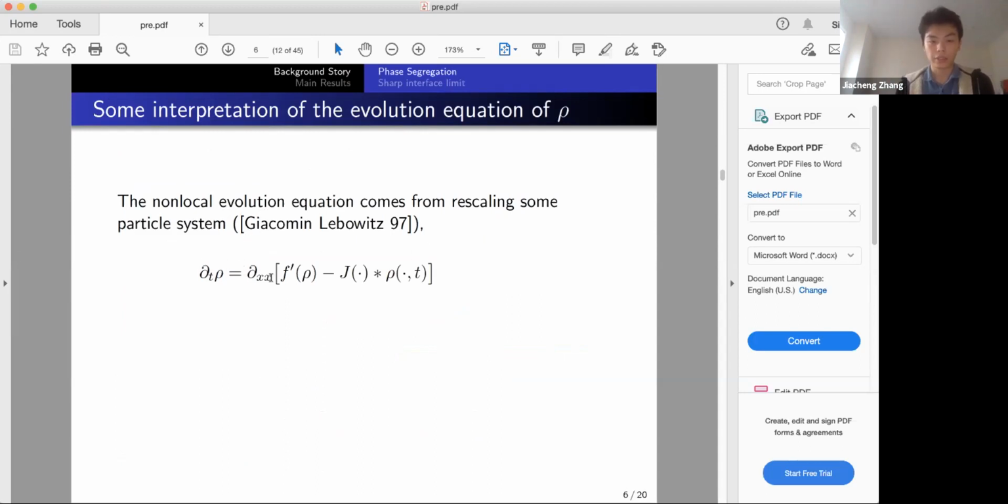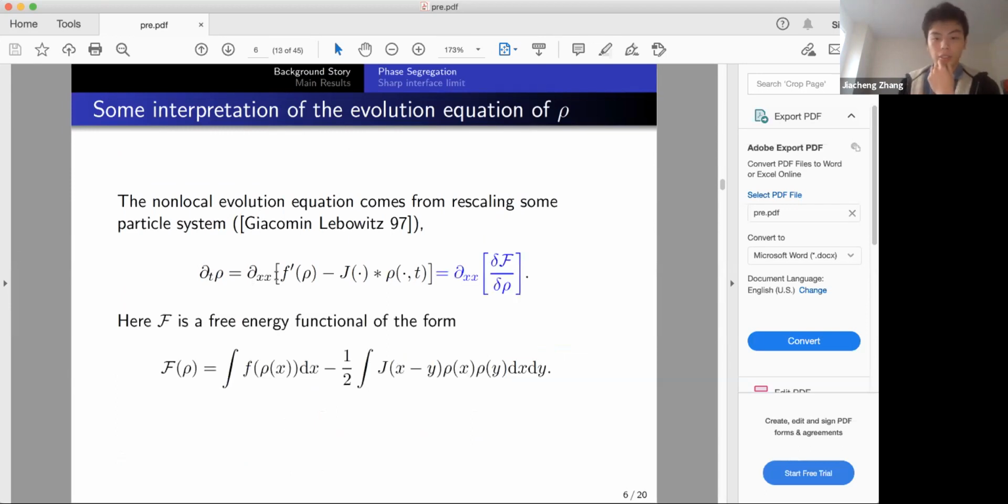If we rewrite this equation, we can write it as the second derivative of the functional derivative of a free energy functional F, which can be written in this way. This F is just the integral of a nonlinear function of rho, minus this interaction connected with J.